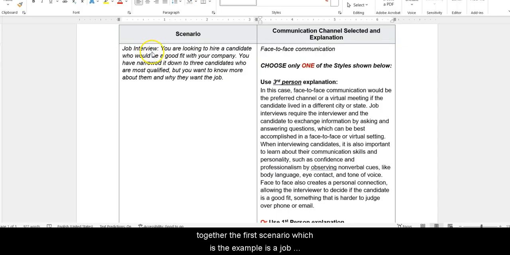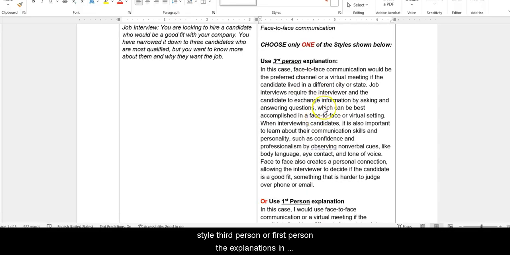The first scenario, which is the example, is a job interview. And it says you are looking to hire a candidate who would be a good fit for your company. You have narrowed it down to 3 candidates who are most qualified, but you want to know more about them and why they want the job. You've chosen face-to-face communication as what you feel would be the best channel for this scenario. Now you're going to choose one style, third person or first person. The explanations in these examples are exactly the same. The only thing that changed is the point of view.